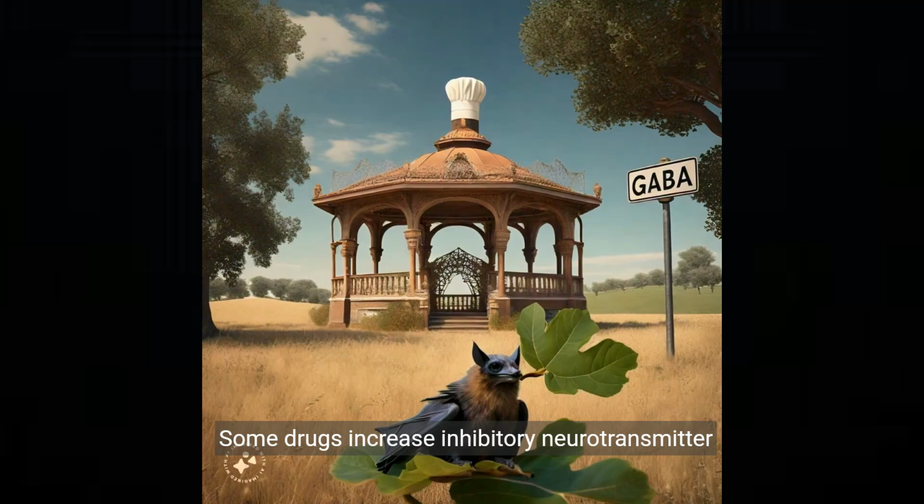Some drugs increase inhibitory neurotransmitter activity in the CNS by decreasing the metabolism of GABA at the neuroeffector junction. This is like a chef carefully preserving the flavor of a dish. An example of a drug that works this way is vigabatrin, symbolized by the bat in the image. Take note of the GABA signpost and the chef's hat on top of the gazebo. These visual cues will help you remember this concept.